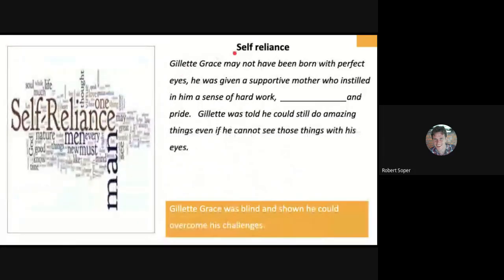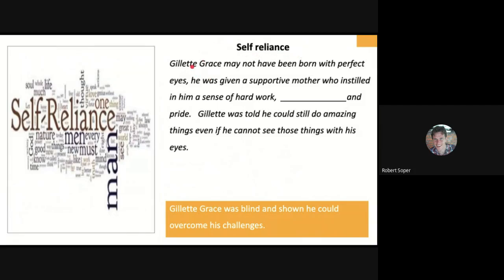Okay, let's focus a bit on self-reliance. What do you think self-reliance means? Good. Hopefully you realized that self-reliance means independence. So a synonym for self-reliance is independence. Do you think this is a word? Yeah, it is. Self-reliance is a good thing to have.